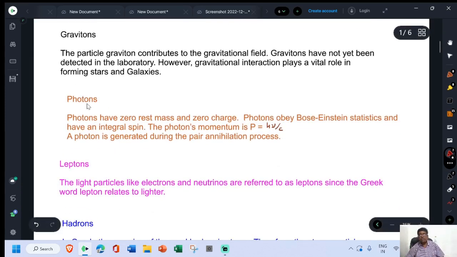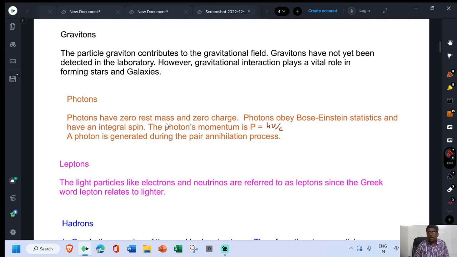Next classification is photons. Photons have zero rest mass and zero charge. Photons obey Bose-Einstein statistics and have an integral spin. We know that particles obeying Bose-Einstein statistics are called bosons and are having either zero spin or integral spin. But our photons are having integral spin. The photon's momentum is p equal to h nu by c. We know the energy of the photon E equal to h nu.